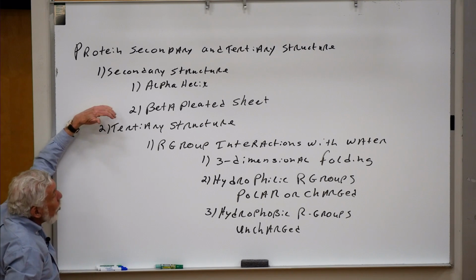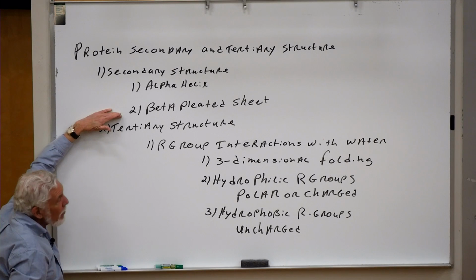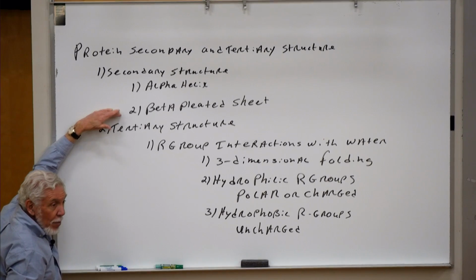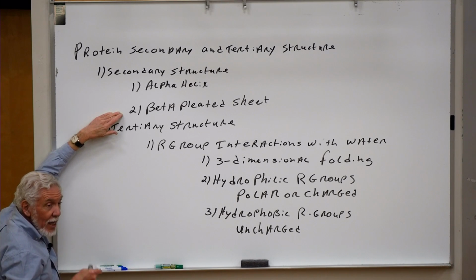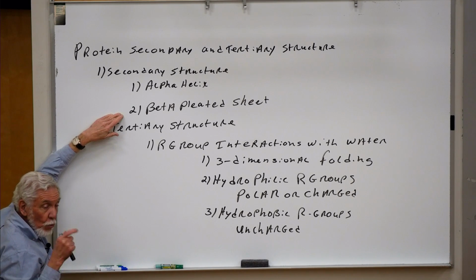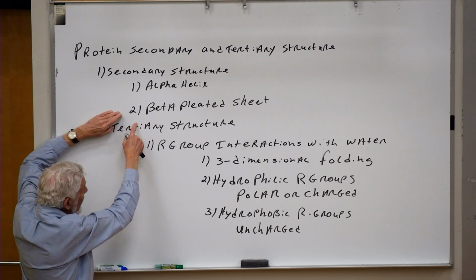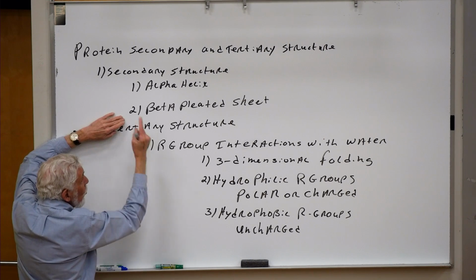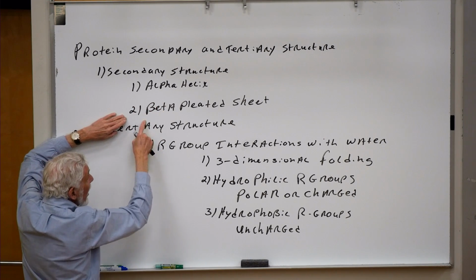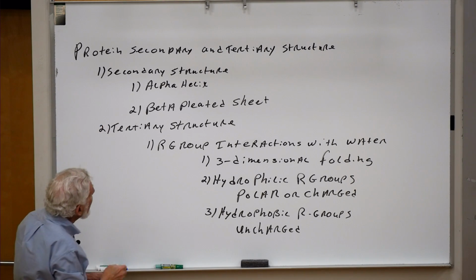But there's another important type of secondary structure, and that's the beta pleated sheet. The beta pleated sheet is going to be hydrogen bonding between adjacent strands or adjacent regions of the protein. And I'll draw this out and show you how this happens. Rather than being this nice smooth arc that we see with the alpha helix, the beta pleated sheet is a zigzag. And we'll talk a little bit about that.